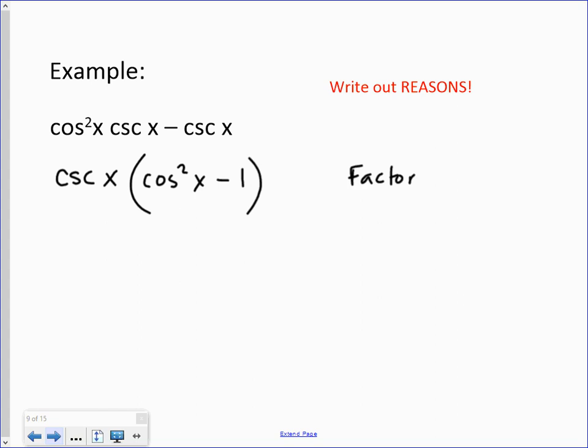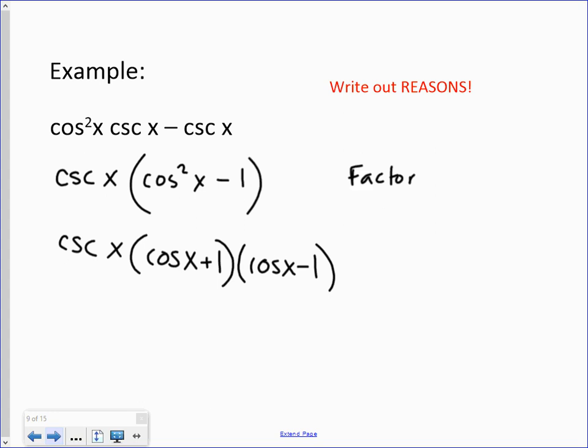Zach. You could factor the cosine squared x minus 1. Yeah, you could factor cosine squared x minus 1. That's a difference of perfect squares, right? So if I factor cosine squared x minus 1, and I do cosine x plus 1 and cosine x minus 1, do you see something, Zach, since that was your idea, that you want to do next?